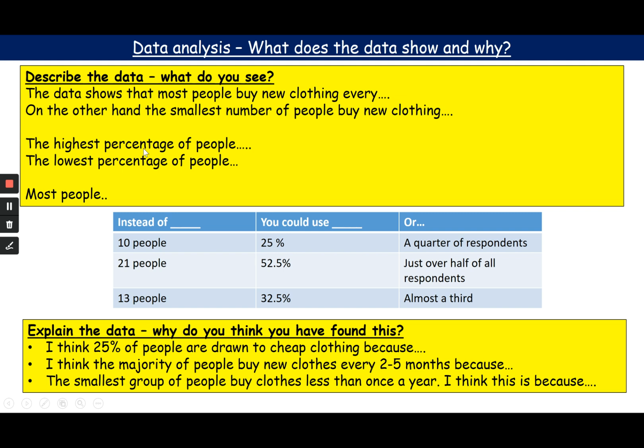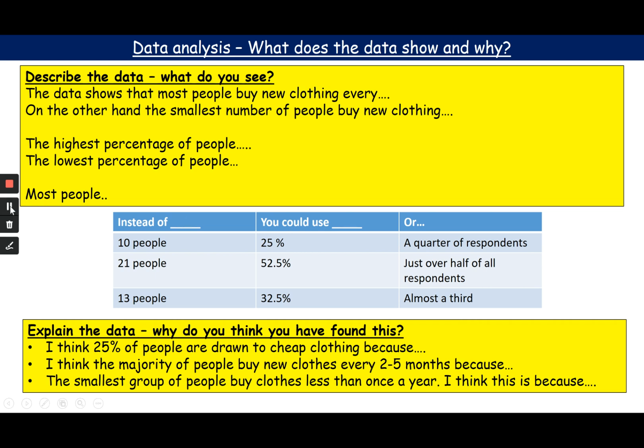And again, just describe what your graph shows. So the highest percentage of people do what? So what's the most common option when it comes to disposing of clothes, and so on. And as you talk me through this data, you might be telling me how many people do what, but again, you can try and use percentages instead. So instead of saying 10 people, maybe say 25% of people, or even better, you could say a quarter of respondents, just about changing up your language a little bit. So there's some options for you to look at there.